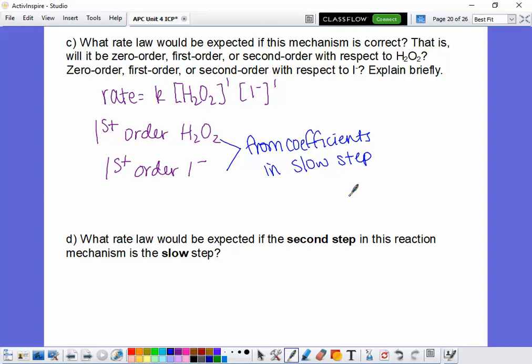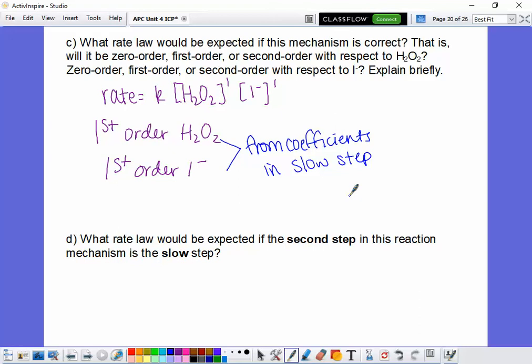Okay. So if you're given a mechanism and you're told which one's the slow step, you're probably going to be writing the rate law from that. Sometimes you might be given a mechanism and you're not told which one's the slow step, but you're told the rate law. And then from the rate law, you have to figure out, oh, which one was probably the slow step in the mechanism. Okay, so you can work either direction.